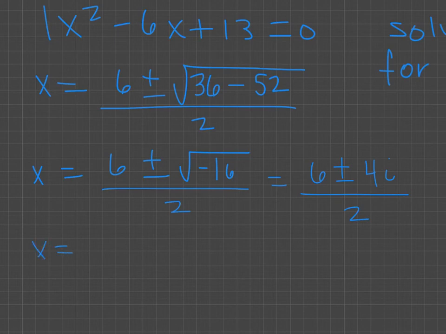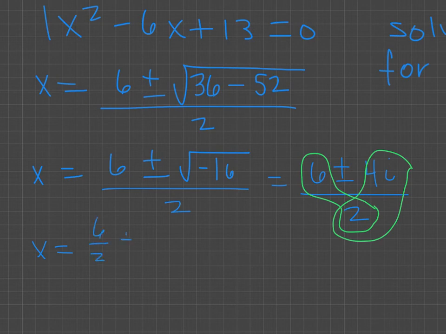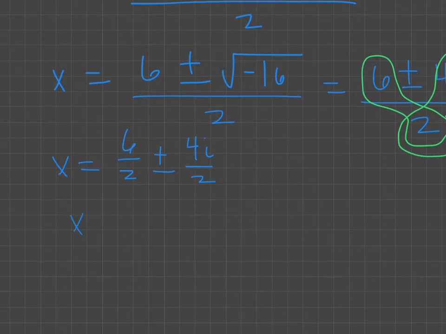And now breaking those up into the real part and the imaginary part. We've got these two separate terms, 6 over 2 plus or minus 4i over 2. Simplifying, 6 over 2, the real part is 3. And 4 over 2 is 2, so the imaginary part is 2i. So our full list of zeros is x equals 3 plus or minus 2i. So that's two separate complex solutions. And the other zero is 2.